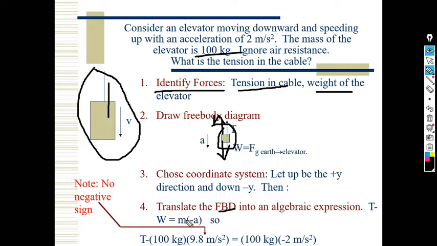acceleration. Why is this acceleration shown negative here? Because it is acting in the downward direction. The motion of the elevator is in the downward direction, hence it is shown negative here. From a calculation point of view, it will be T minus 100 kg into 9.8 meter per second square is equal to 100 kg into minus 2 meter per second square. This 100 kg and this acceleration are given in the problem itself.